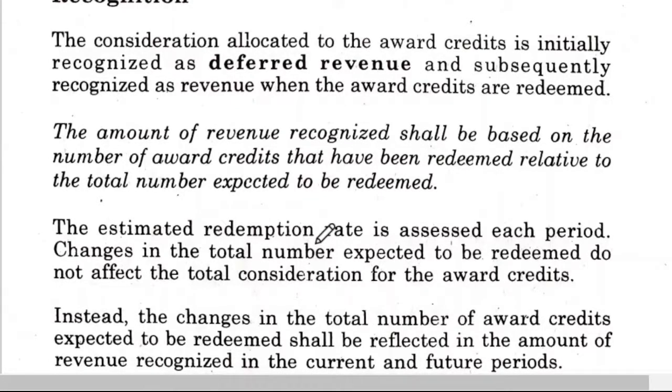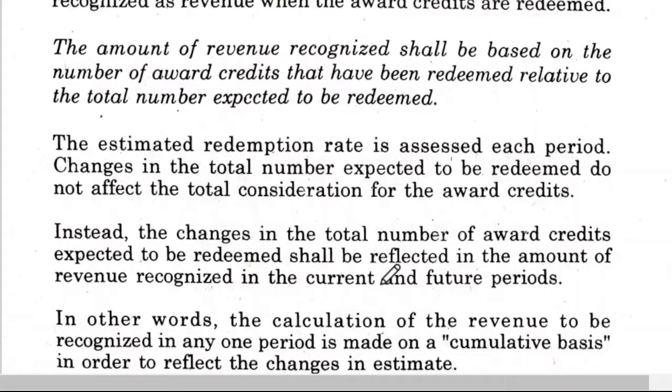So the consideration allocated to the award credits is initially recognized as deferred revenue, and when the award credits are redeemed, they would be recognized as revenue. So initially, when you record the points, the award credits, deferred pa siya, and when palit na si customer and use the points, then it will become revenue. The amount of revenue recognized shall be based on the number of award credits that have been redeemed relative to the number expected to be redeemed.